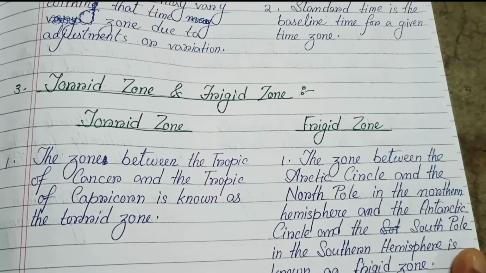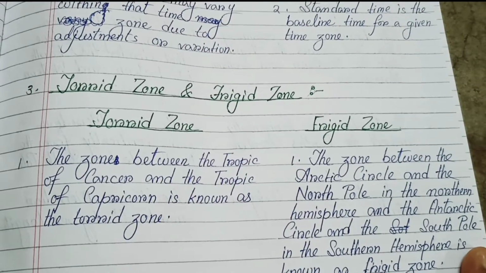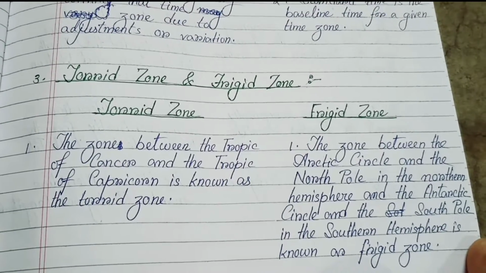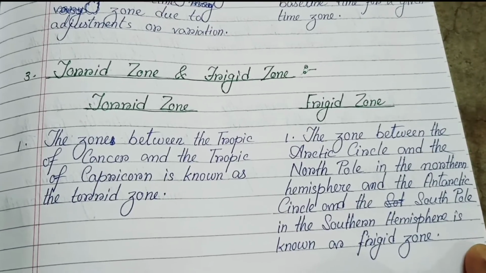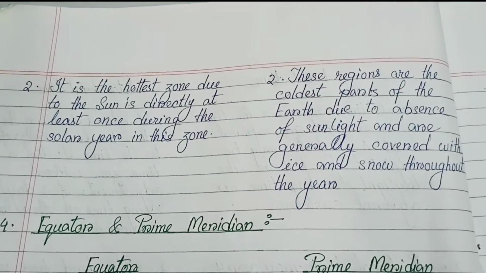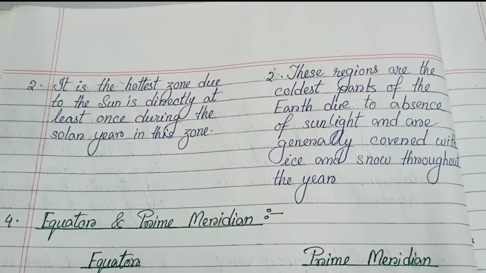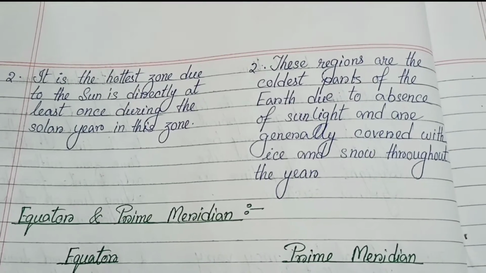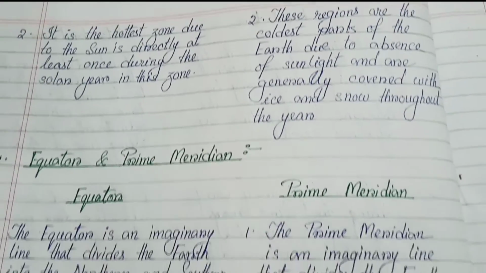Next, differentiate number 3, torrid zone and frigid zone. Number 1, under torrid zone, the zone between the Tropic of Cancer and the Tropic of Capricorn is known as the torrid zone. Frigid zone, the zone between the Arctic Circle and the North Pole in the northern hemisphere and the Antarctic Circle and the South Pole in the southern hemisphere is known as the frigid zone. Number 2, it is the hottest zone as the sun is directly overhead at least once during the solar year in this zone. Number 2, these regions are the coldest parts of the earth due to the absence of sunlight and are generally covered with ice and snow throughout the year.